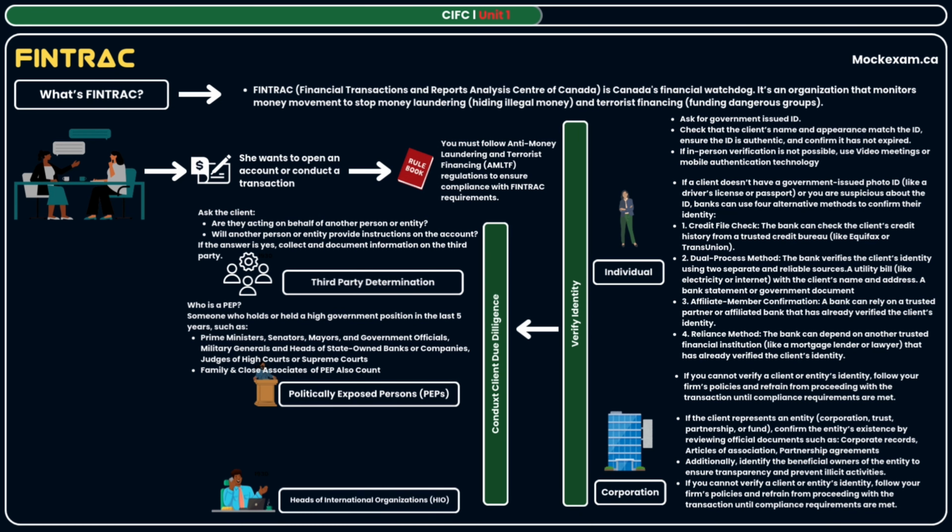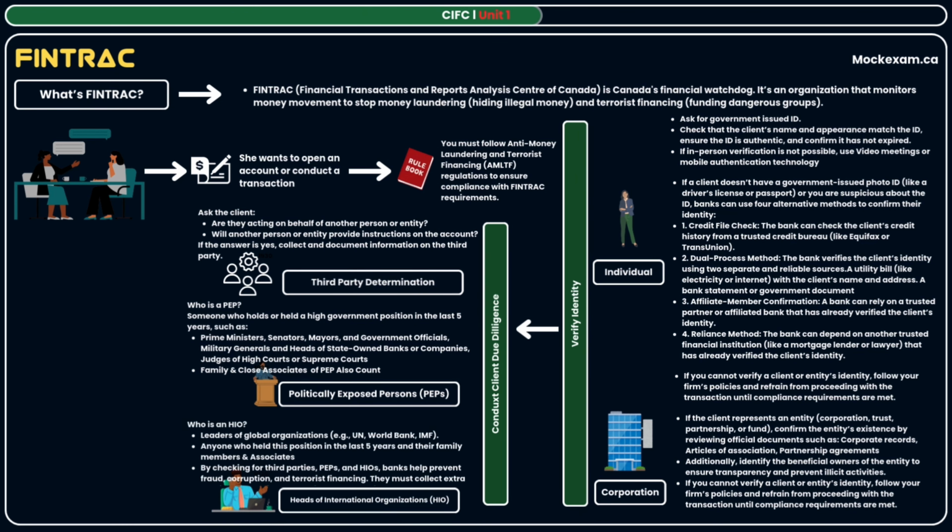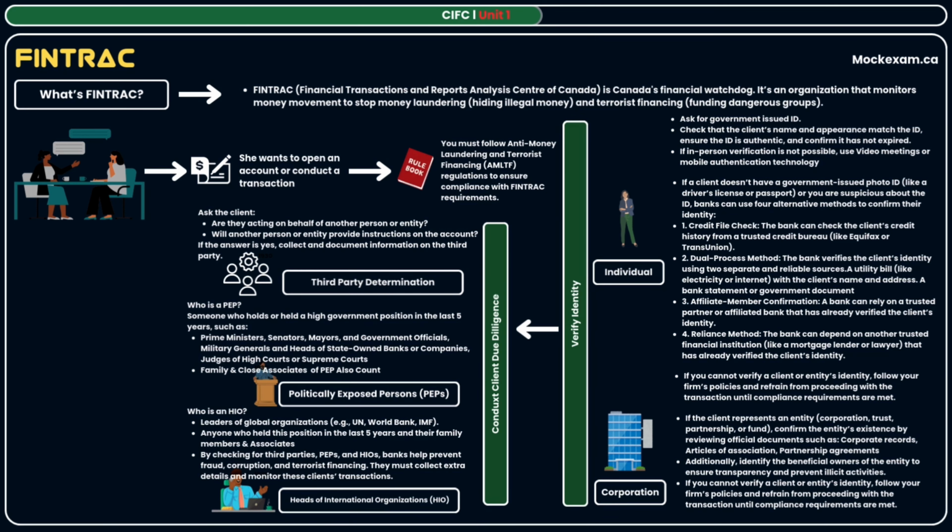What's HIO? So, who's HIO? Leaders of global organizations like UN, like World Bank, like IMF. These are HIOs, so leaders of global organizations. Anyone who held this position in the last 5 years and their family members and associates are also HIOs.